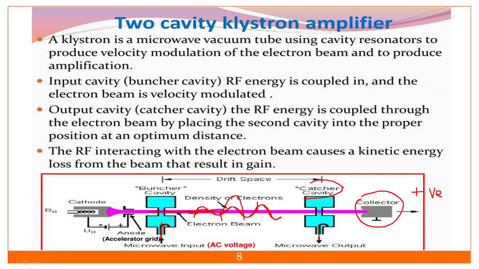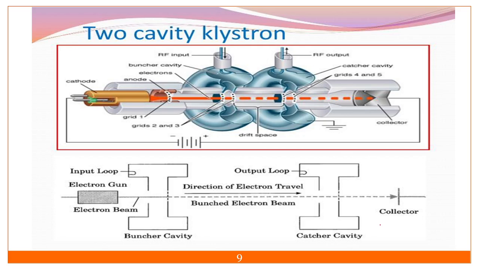In the amplification process, we are increasing the amplitude, and the frequency remains the same. Due to the acceleration and bunching of electrons, we get the maximum amplitude, and we get the output at the microwave output. So this is the simplest working of the two-cavity klystron amplifier.